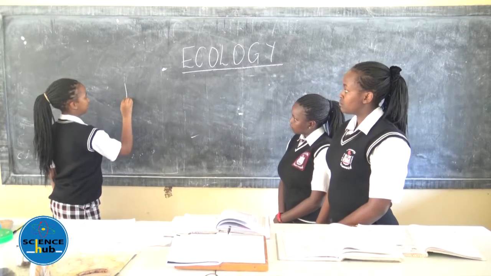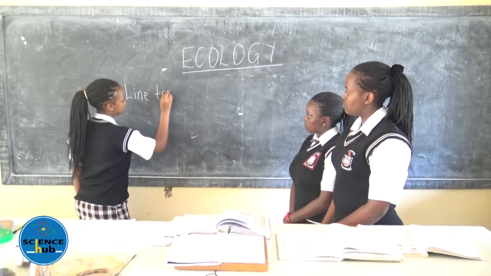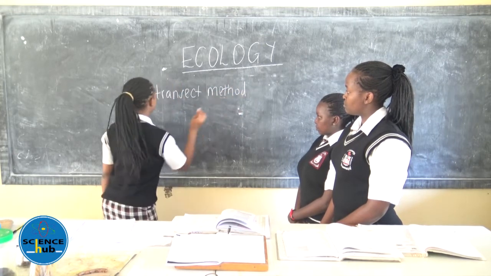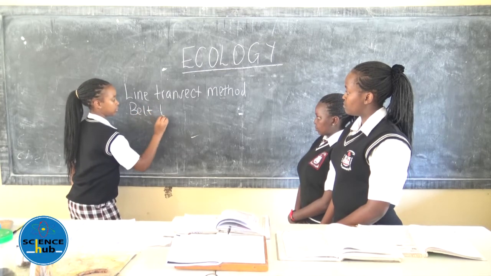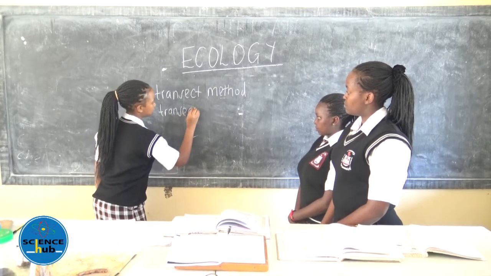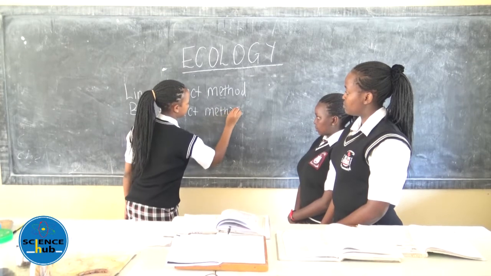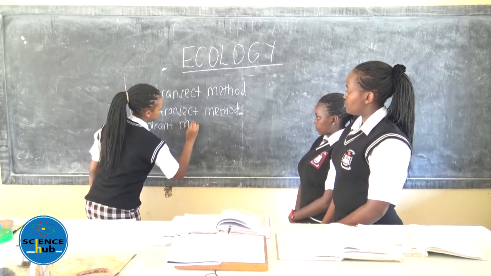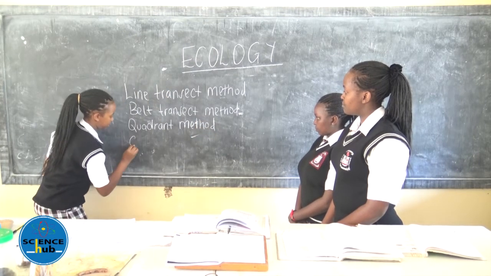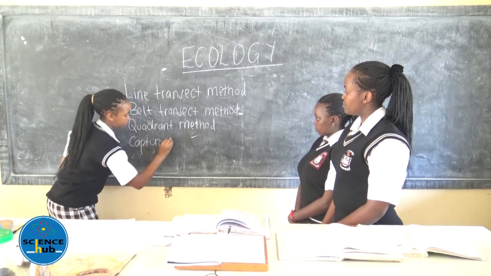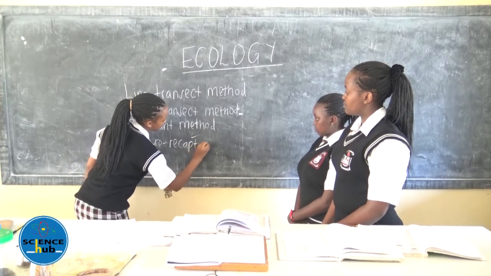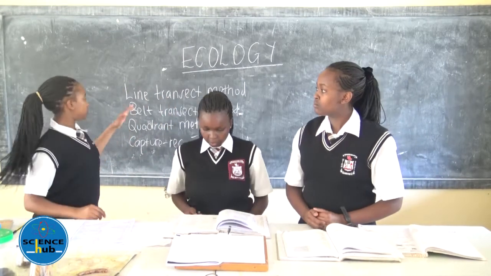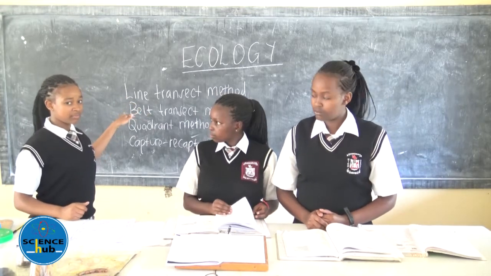We have examples like the line transect method. We also have the belt transect. We have the quadrat method. And lastly, we have the capture-recapture method. These are different ways in which we can estimate the population of organisms in a biosphere.